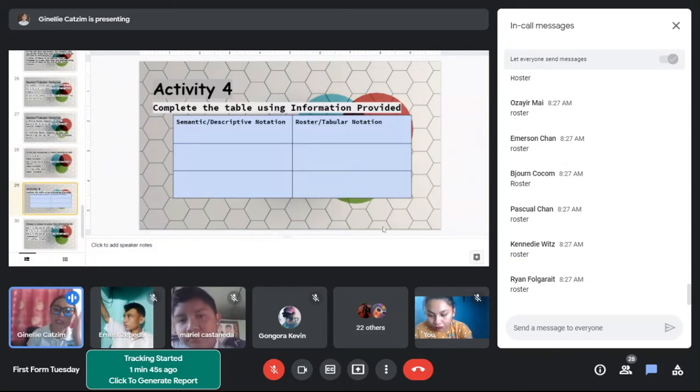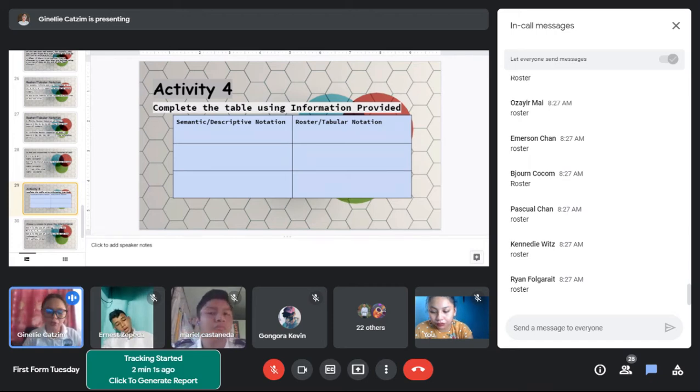So you will copy this table in your notebooks and we will complete the table. But first, I'll give you 2 minutes to copy the table. Just copy the table, make your table there in your notebooks, and then we will start. Copy the table in your notebooks.